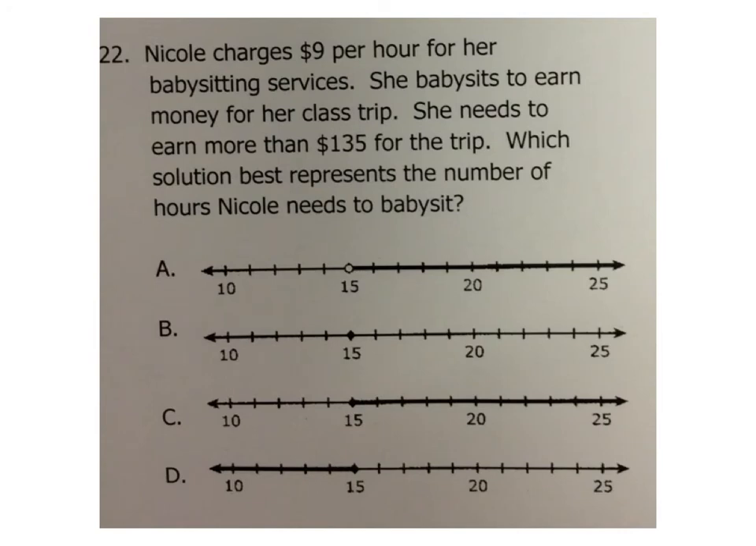22. Nicole charges $9 per hour for her babysitting. She babysits to earn money for a class trip. She needs to earn more than $135 for the trip. Which solution best represents the number of hours she needs to do? So she needs to do 15 hours or more than that. So letter A it is.